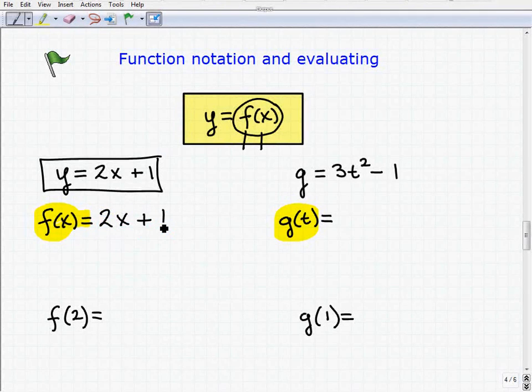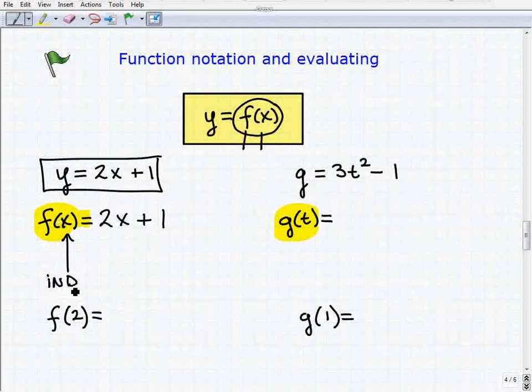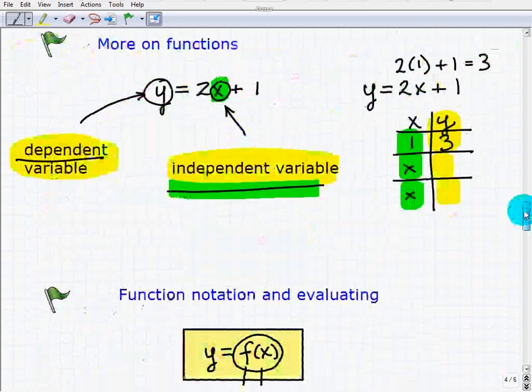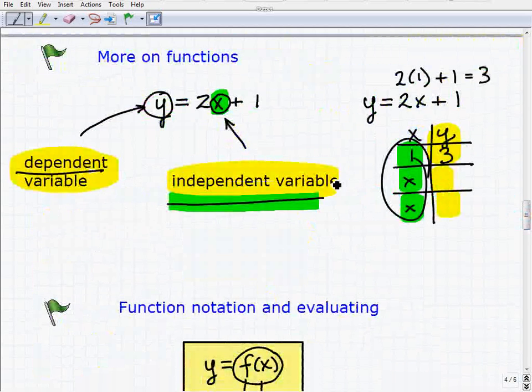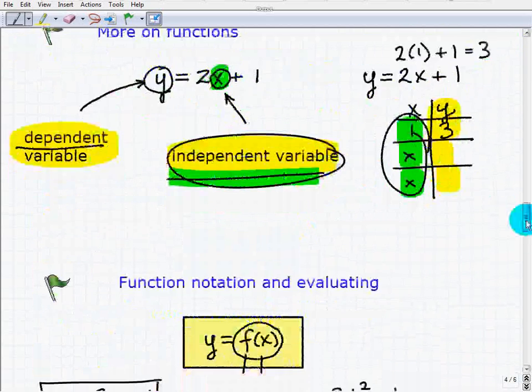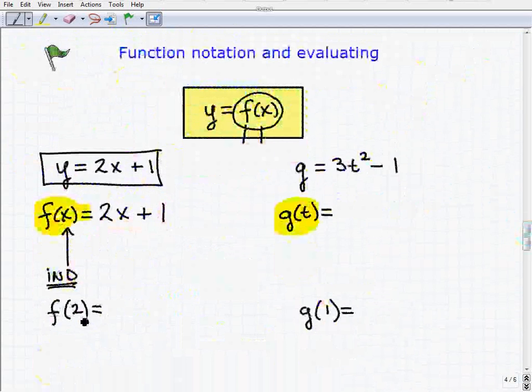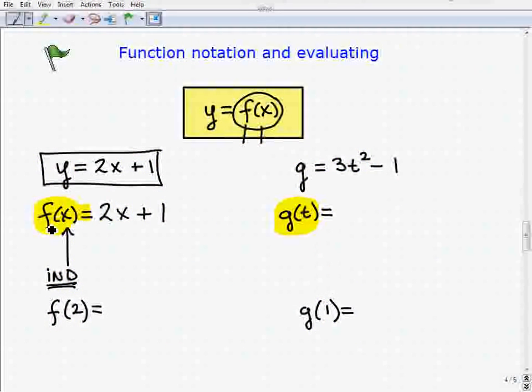Now the reason why we like to write functions in this way is because we have our independent variable, and remember those are our input values. So we're going to plug in values, that's our independent value, and then what we get out, the result, is going to be dependent upon what we decide to put in.